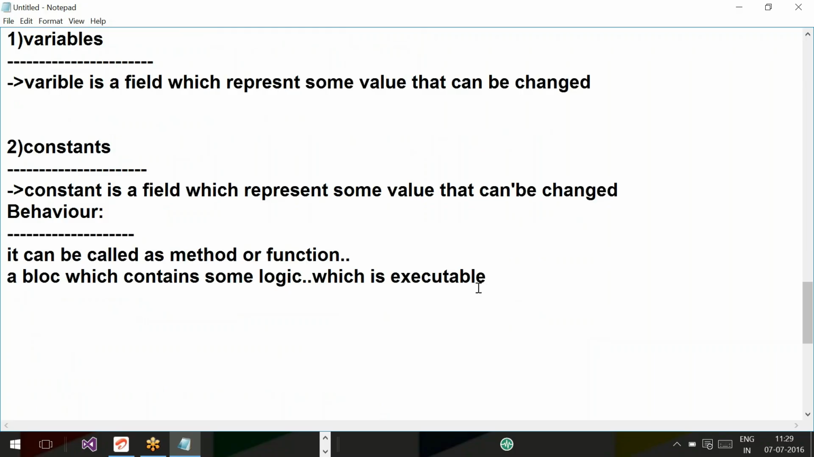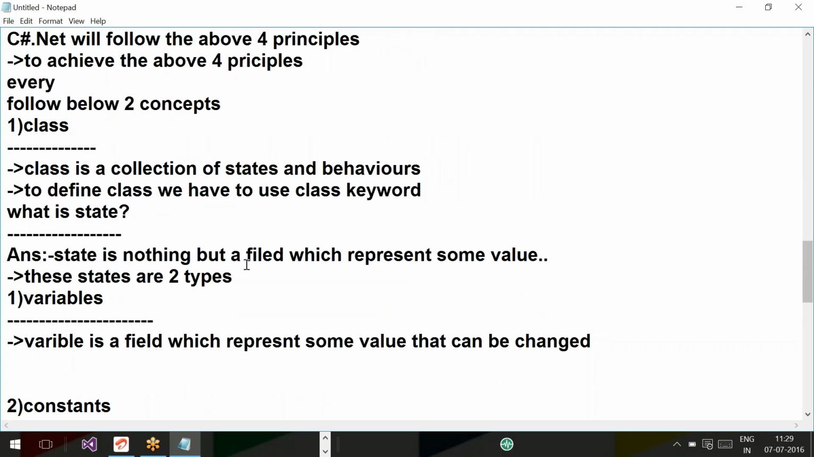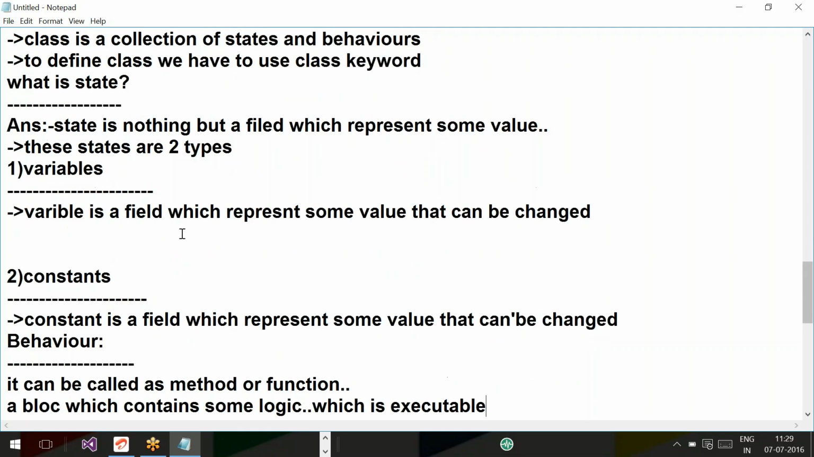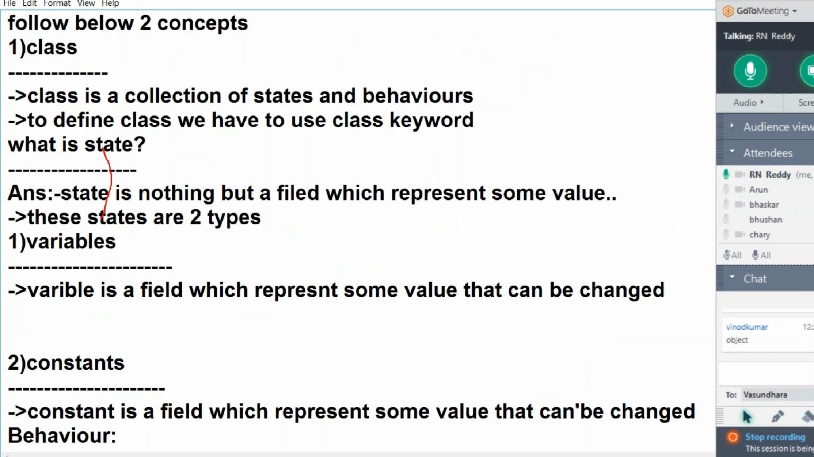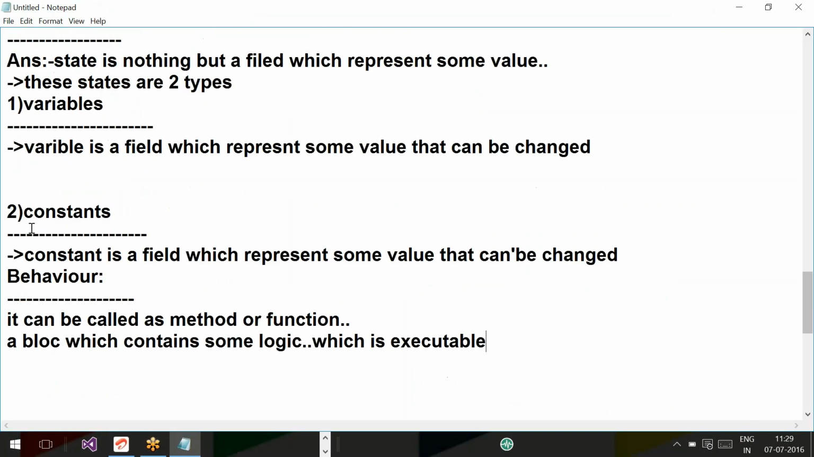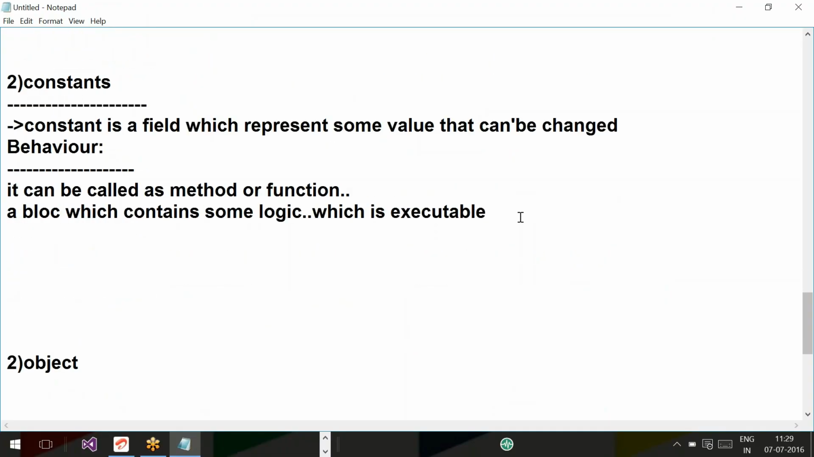So finally we understood one thing. For some time, we will take state as nothing but a variable, since constants will come in future. Behavior is nothing but a method. Make it simple. Finally, what is the syntax to define a class?